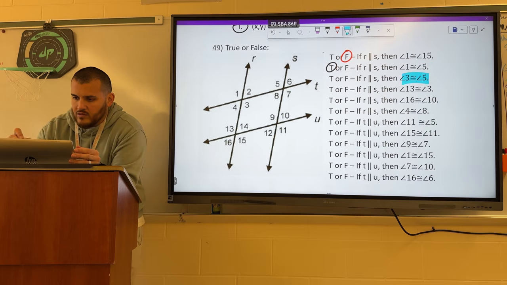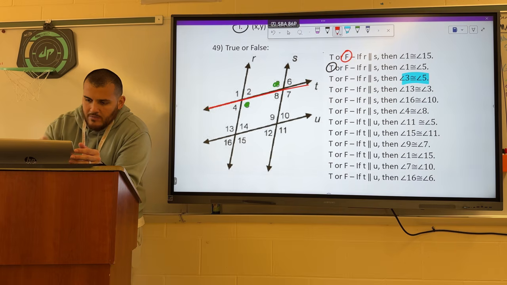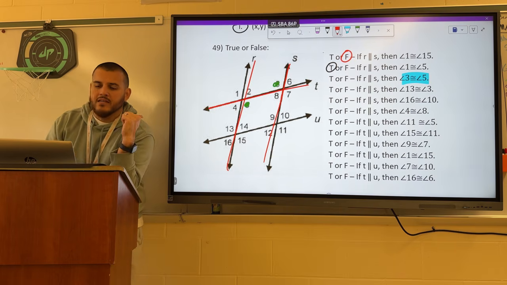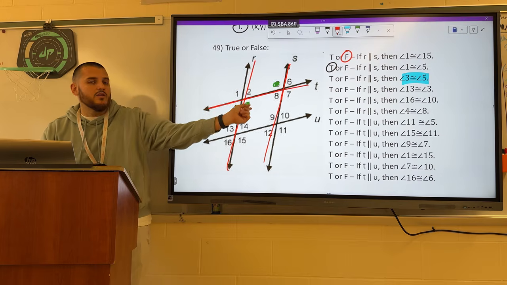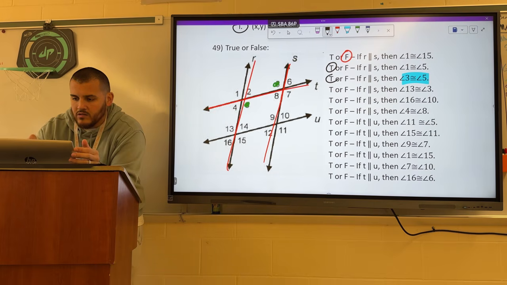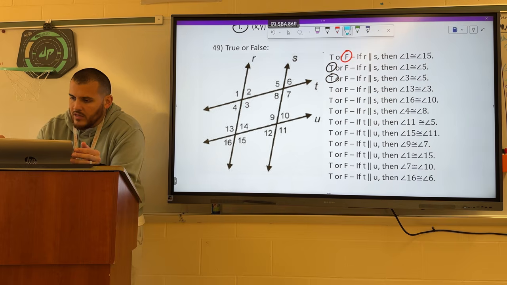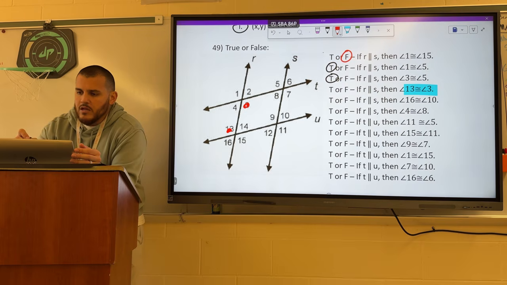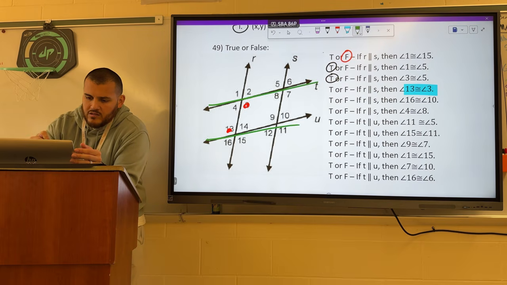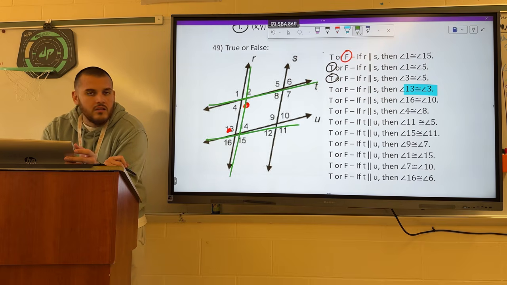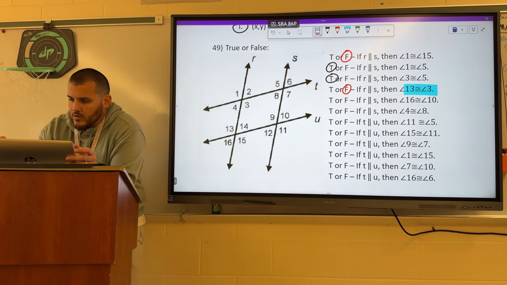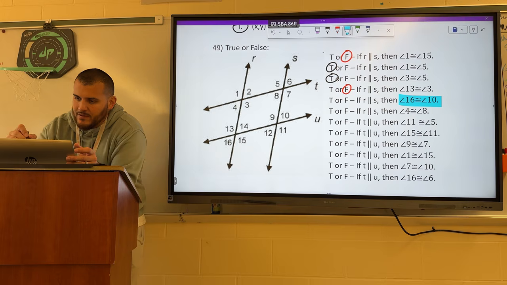Our next one is 3 and 5. Okay, 3's here, 5's here. Those are created by these 3 lines. Again, that is R and S. That would have to be parallel for those alternate interior angles to be congruent. That one is true. Our next one, we're looking at 13 and 3. 13 here, 3 here. Those would be alternate interior angles on these lines, T and U, not R and S. So that's false.